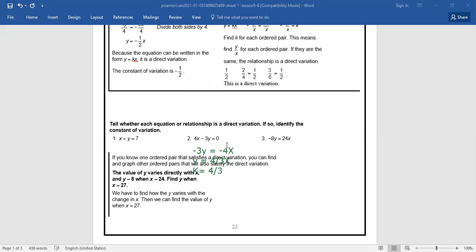Let's move to the next question. Question number 3. Who wants to answer? Okay, Noor, you can answer the question. Yes, it's a direct variation. How do you know that this one is a direct variation? It doesn't have any y-intercept.